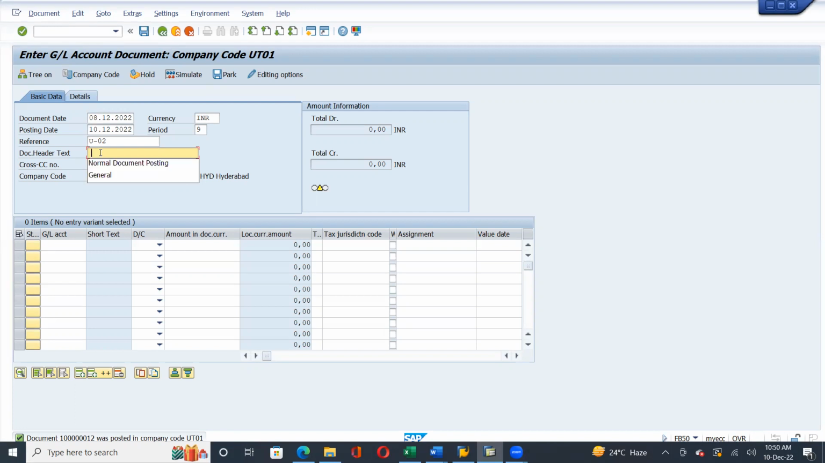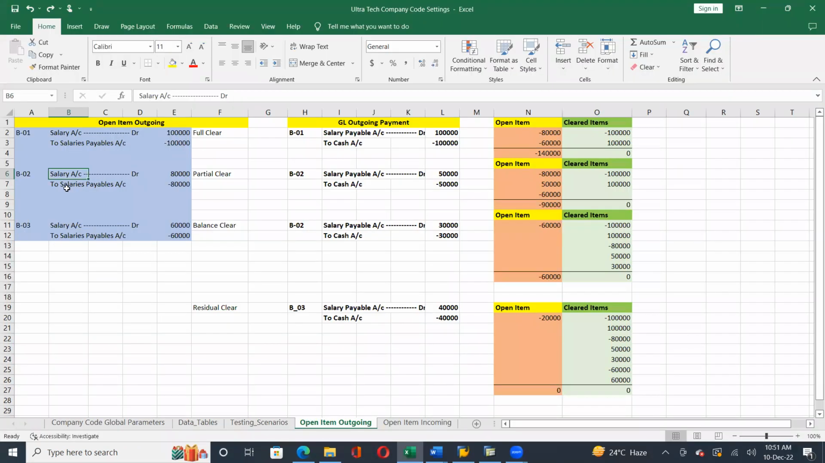Write it down as it is. Open item 02. Okay, same. What is the second entry? Salaries account debited to salaries payable account, 80,000. So first I'll post all three entries. The next we will see the outgoing clearing.